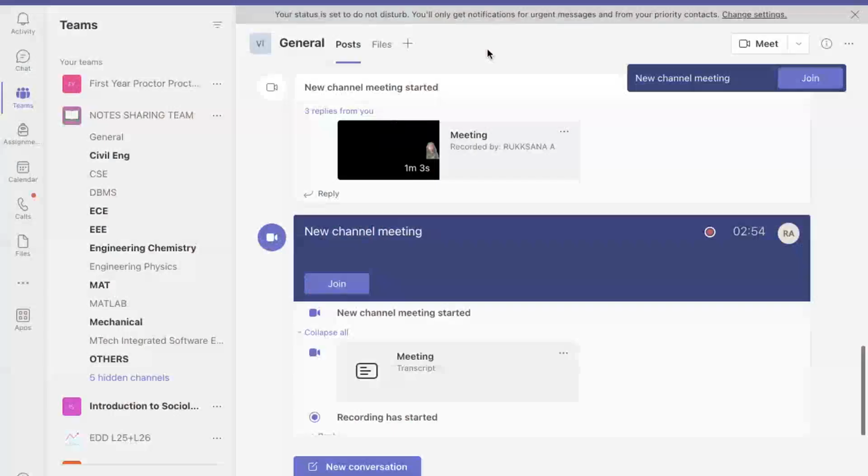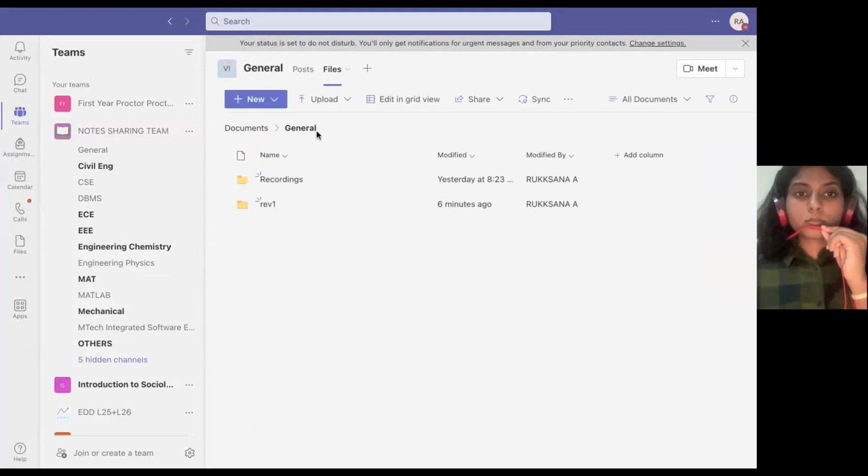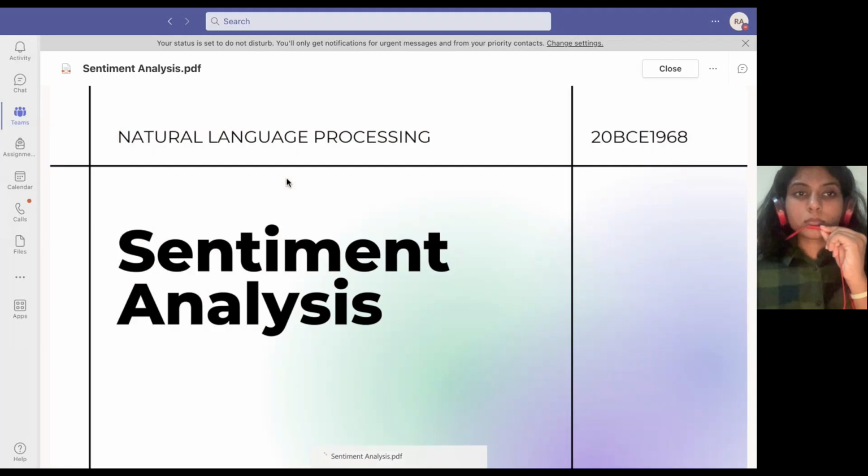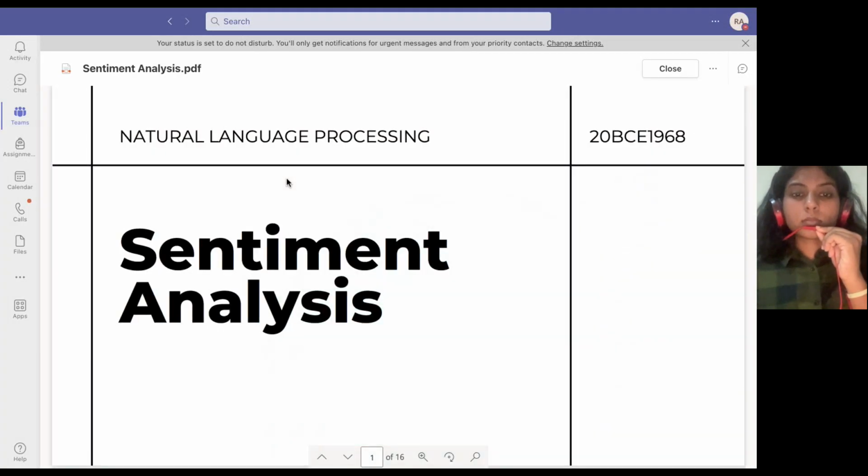So today I am here to explain the concept of sentiment analysis. So let's look into the PPT for better understanding. Just a second, I'll share. I hope it is visible to everyone.